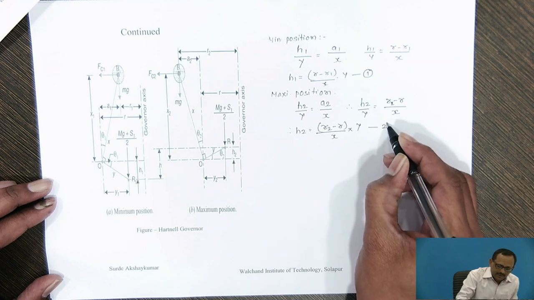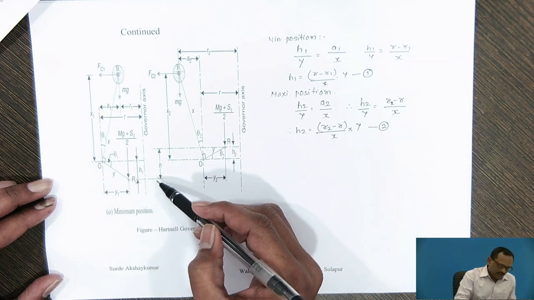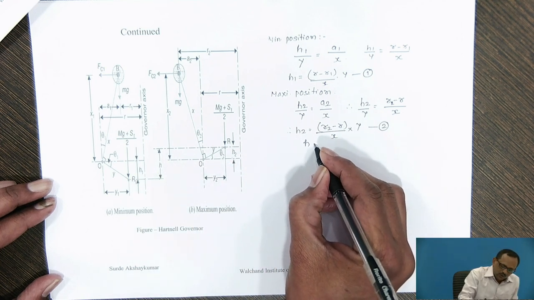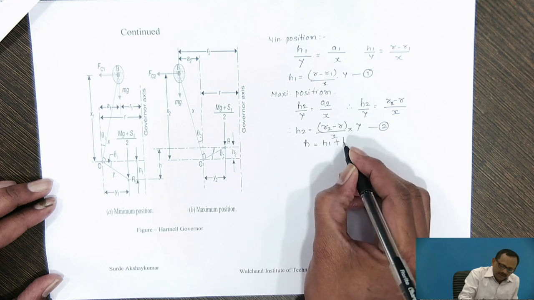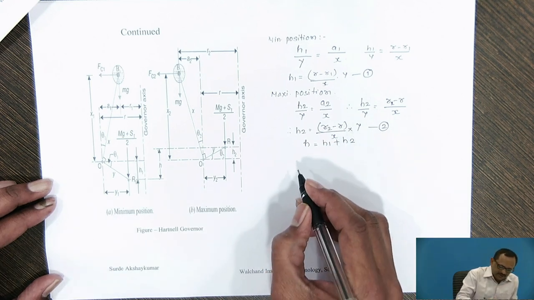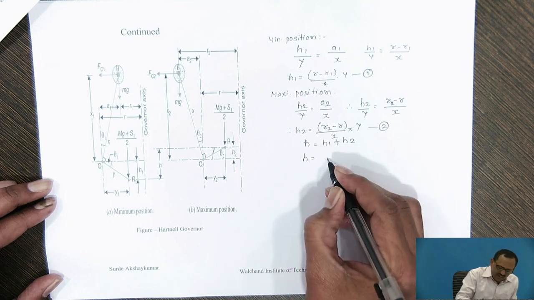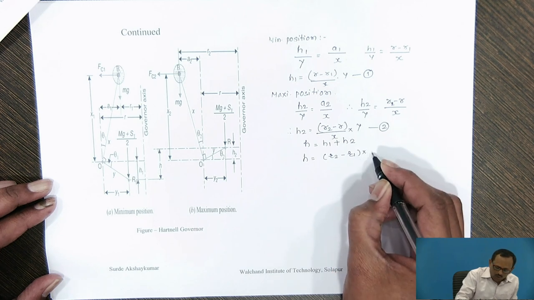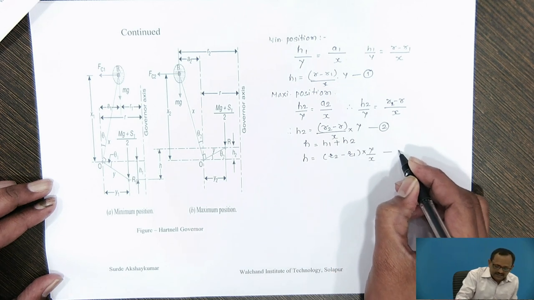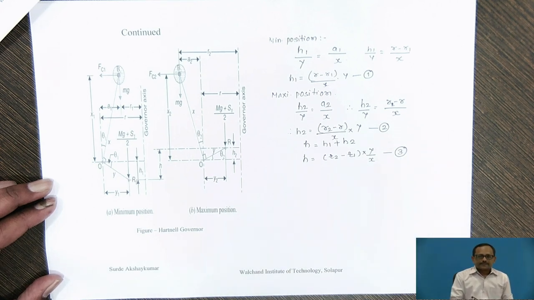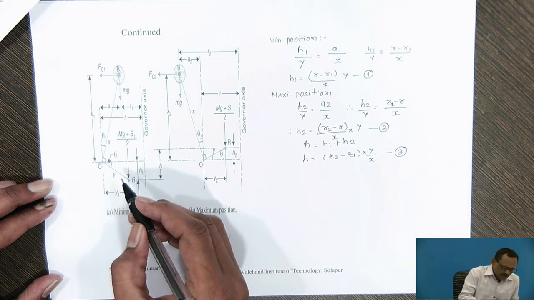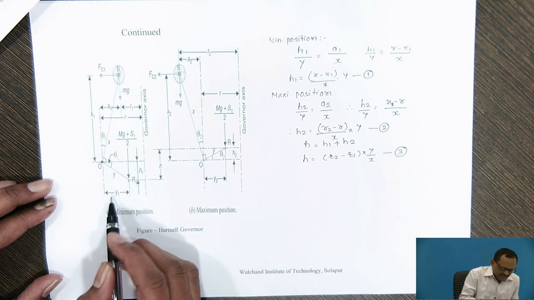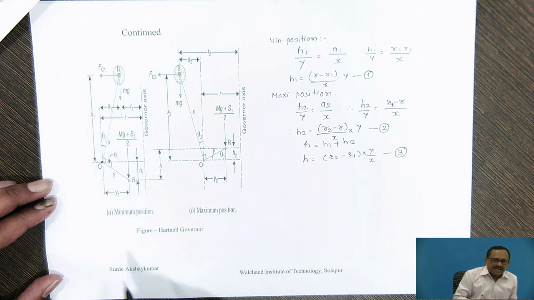So, this is your equation number 2. The total compression of the spring is nothing but the summation of equations 1 and 2. So, H is equal to H1 plus H2, and therefore H is equal to R2 minus R1 into Y by X. This is equation number 3.